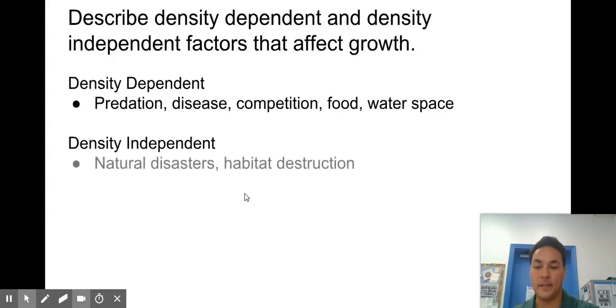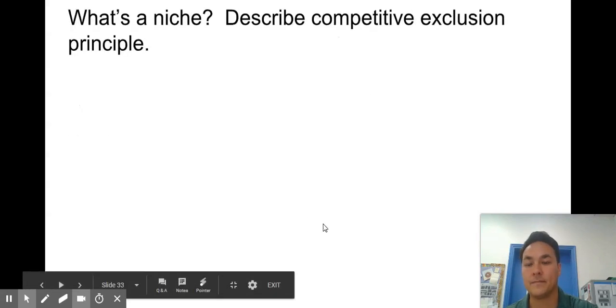Density independent would be things like natural disasters like Hurricane Florence or these California wildfires or habitat destruction, right? Or if we built a mall where a bunch of camels used to live, we would displace them. That would be a density independent factor. So both of these can come and just rapidly reduce population numbers, but they help to determine a carrying capacity.